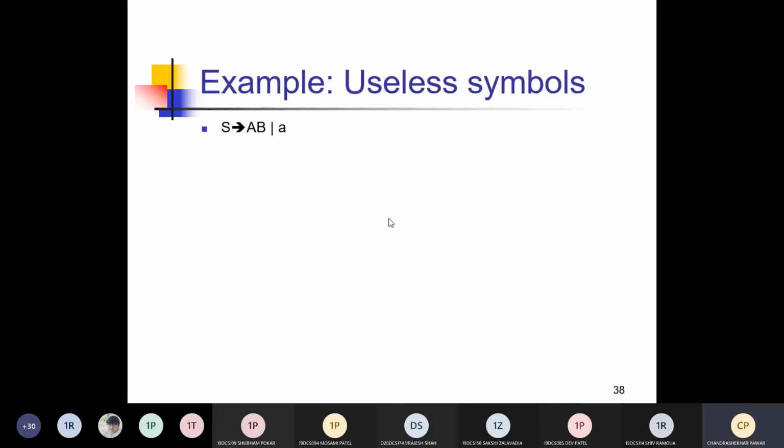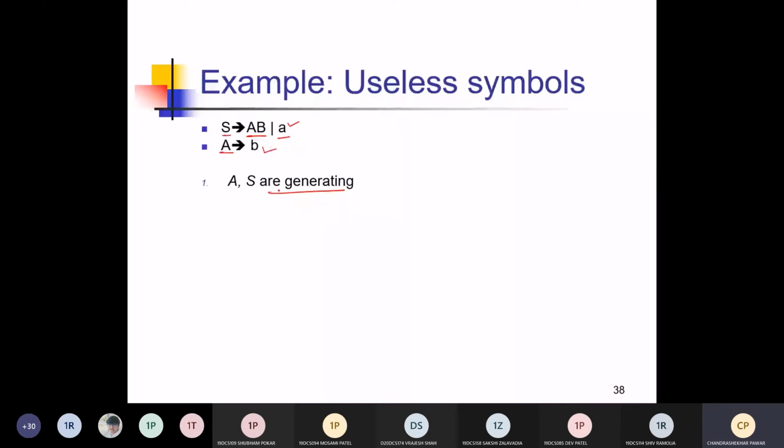So here it is an example. S produces non-terminal A, B and A. And the next production is what? Non-terminal A produces B. Okay. So here if we observe that S and A have productions, so we can say they are generating, and they also have one production with the terminal symbol only. Here also A produces B only. There is a terminal symbol.